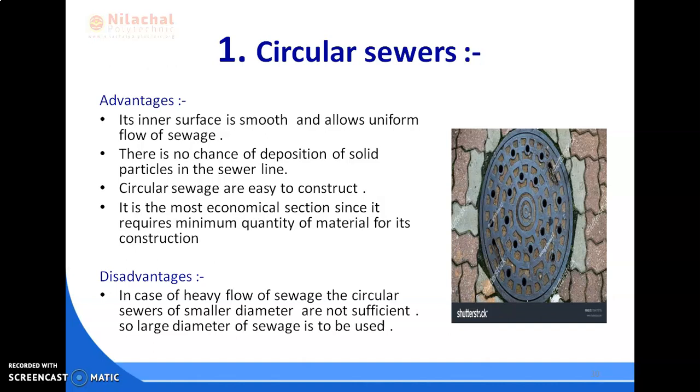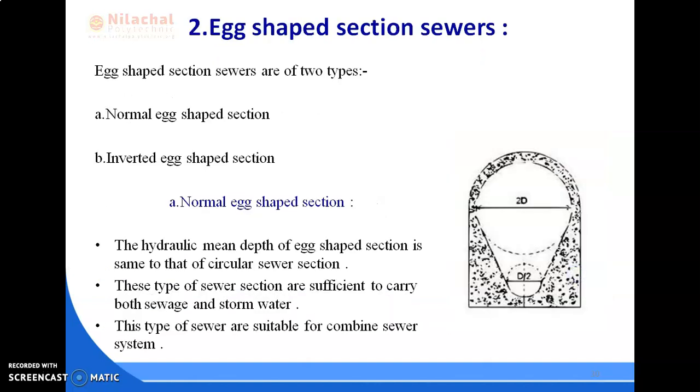Where a large quantity of sewage is discharged, or we have to dispose of a large quantity of sewage, in that case we have to provide a large diameter circular sewer. Otherwise there are chances of damage to the sewer lines. Number 2, egg-shaped section sewers.